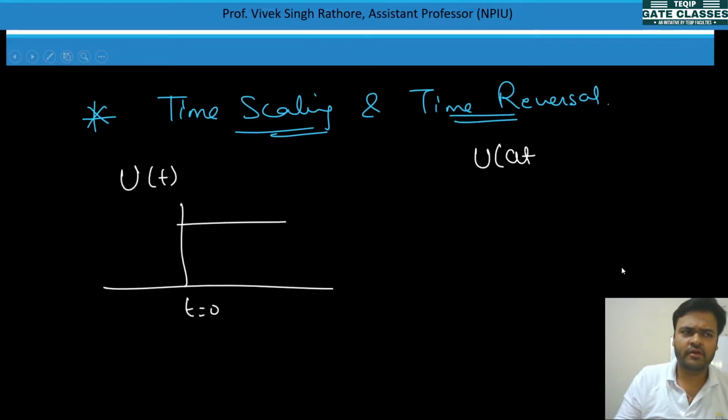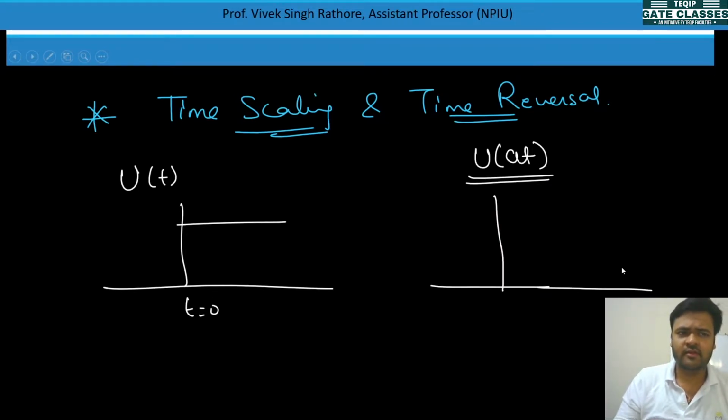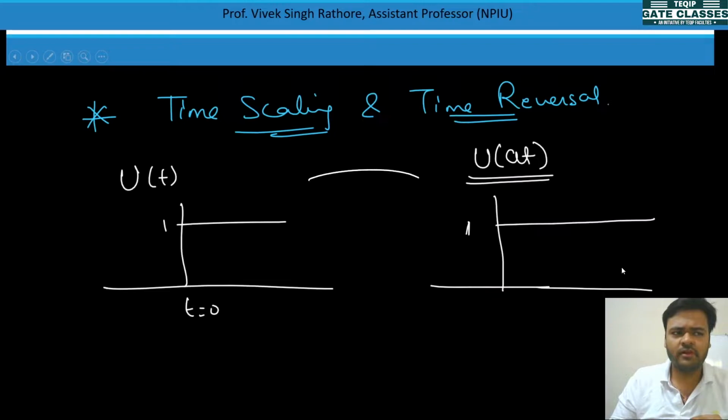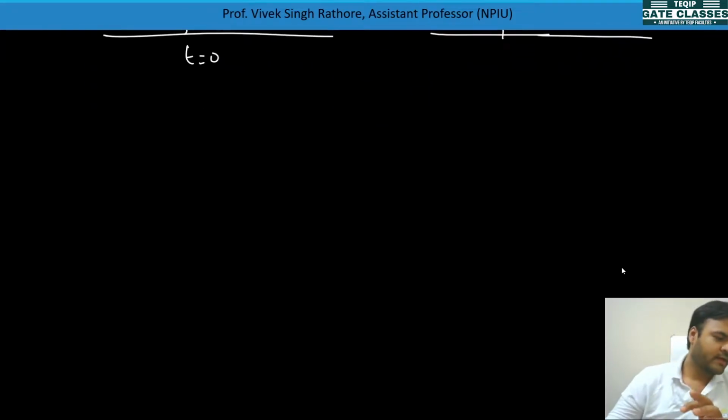When we do time scaling, as you know, we just divide the whole time domain by a, that is the scaling factor. Here also we'll do the same, and then the signal will be like this only. There will be no change, both signals are equal. So nothing happens when we do time scaling to a unit step signal. This is the first point to be noted down.